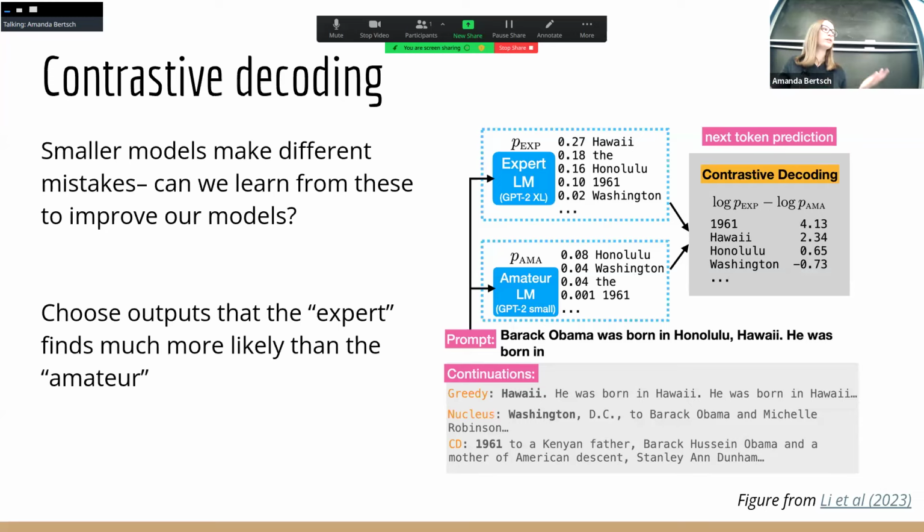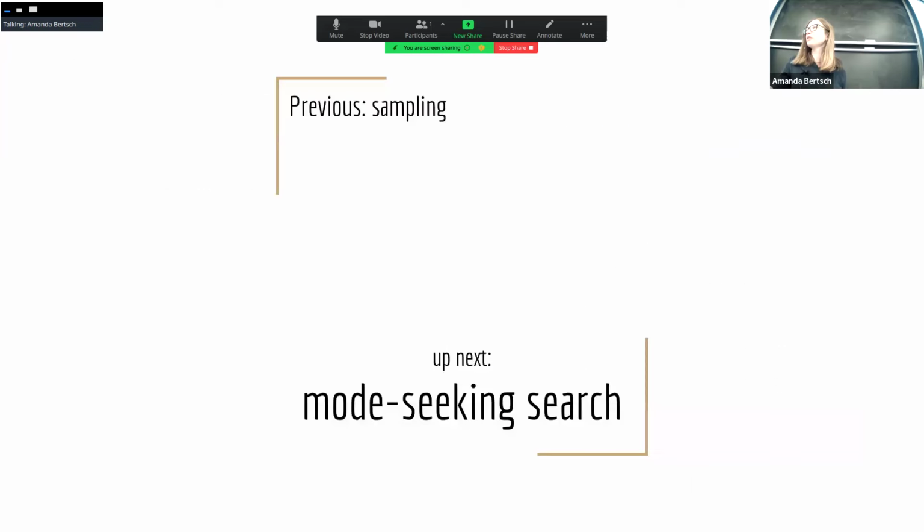Those are a brief tour of a couple of different sampling methods before we move into search. Yeah.